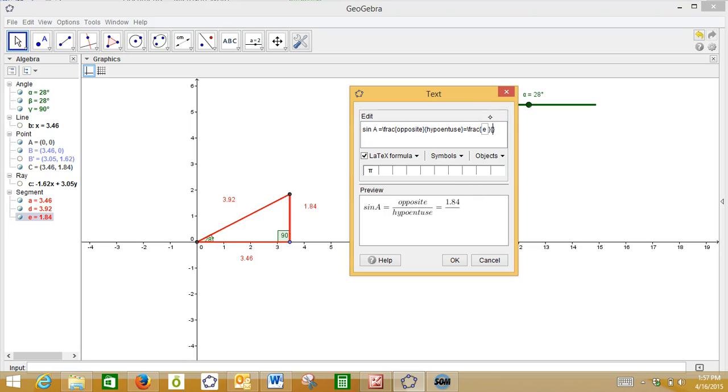The B, I'm going to go ahead and make it my hypotenuse, 3.92. So now we can see that the sine of our angle is equal to the opposite over hypotenuse, which I can't spell hypotenuse.